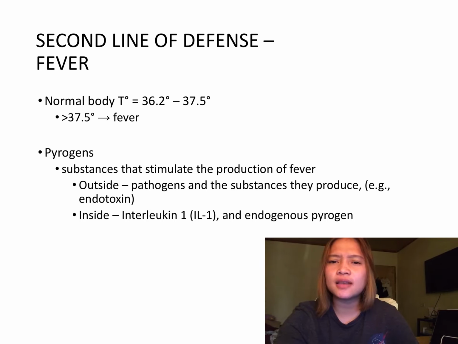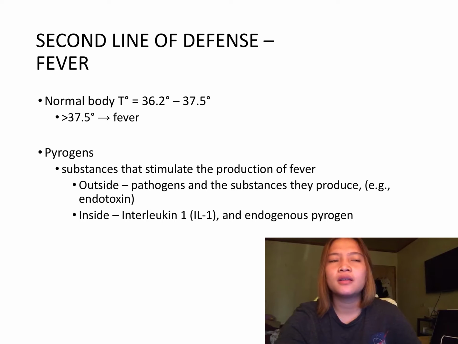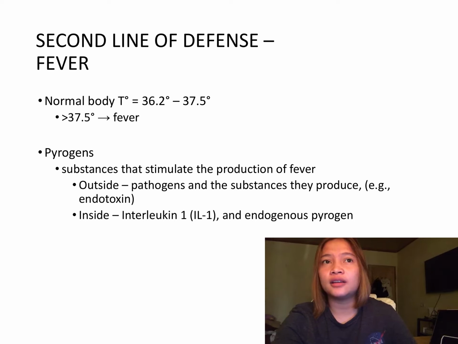When this happens, the immune system responds in some general ways that treat all pathogens equally. For example, it can trigger an increase in the core body temperature to produce a fever. The normal core body temperature is 36.2 degrees Celsius to 37.5 degrees Celsius. Hence, exceeding this scale will eventually result in fever. Kaya po nagkakaroon tayo ng lagnat kasi tumataas yung body temperature natin.